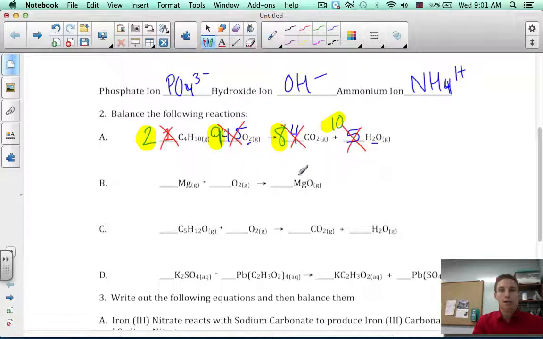We balance this. Magnesium plus oxygen gives you magnesium oxide. Super easy. 2 oxygens on the left, 2 oxygens on the right. So now we need 2 magnesiums on the left.